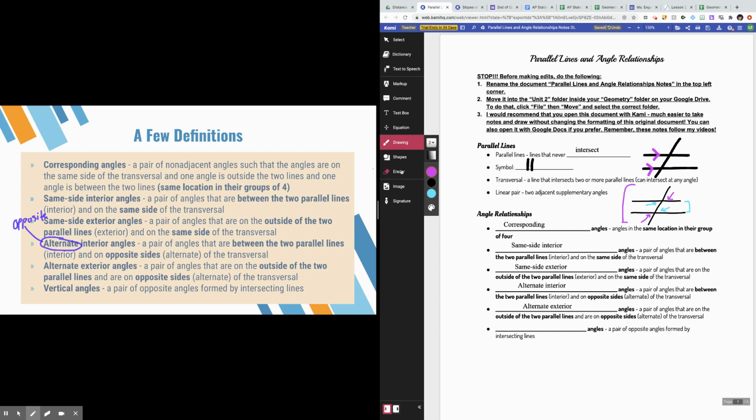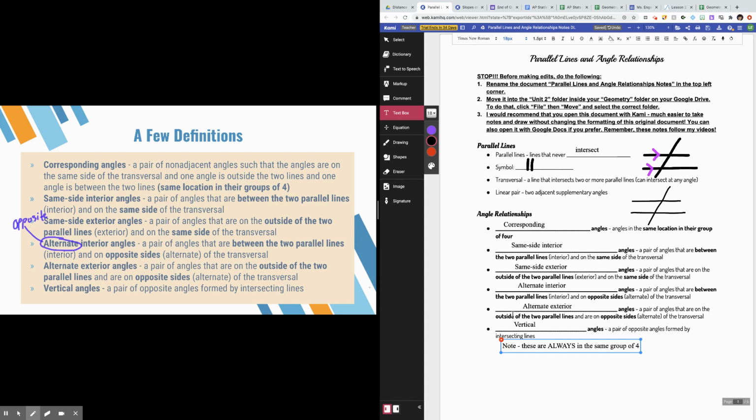All right, and then the very last angle relationship is one that you have already seen. Let me get my text box back. You've heard this term before. I've talked about this term before. But the very last angle relationship is vertical angles. Those are your mirror image angles, and they will always be in the same group of four. So note these are always in the same group of four.